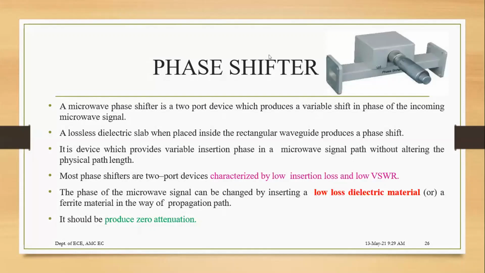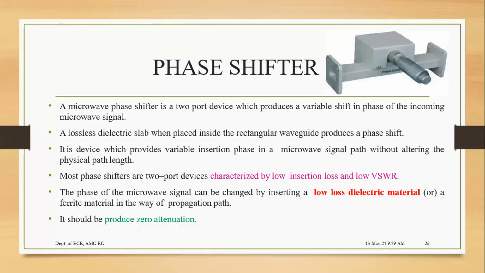This is a device which produces variable insertion phase in a microwave signal path, such that it will not alter the physical length of the insertion inside the microwave device. Without that, there will be a change in the phase shift. Most phase shifters, usually two-port devices, are mainly characterized by two parameters: low insertion loss and a low VSWR.